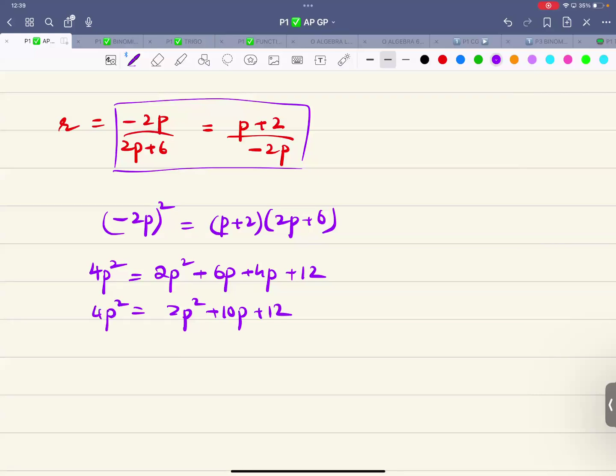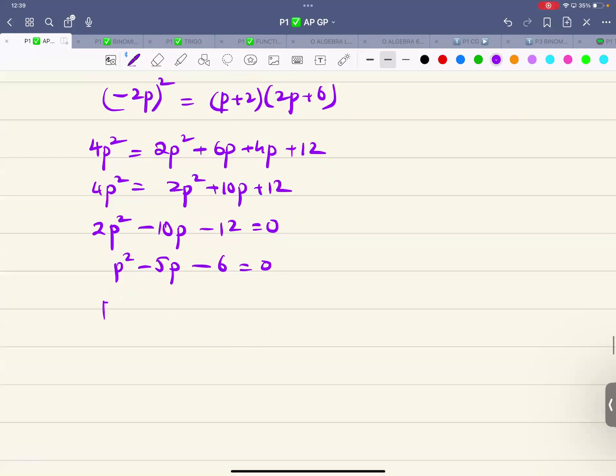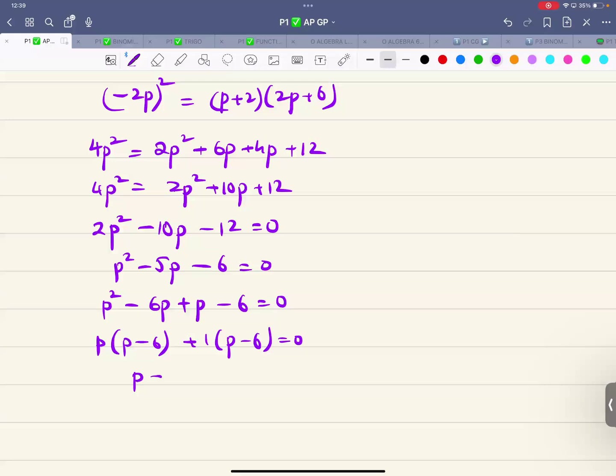This is 4p square. It's divided by 2. That is your first subtract. 2p square minus 10p minus 12 equals 0. p square minus 5p minus 6 equals 0. p square minus 6p plus p minus 6 equals 0. Minus 6p plus p, p common, p minus 6 plus 1 common, p minus 6 equals 0. Therefore, p is 6. Therefore, p is negative 1.